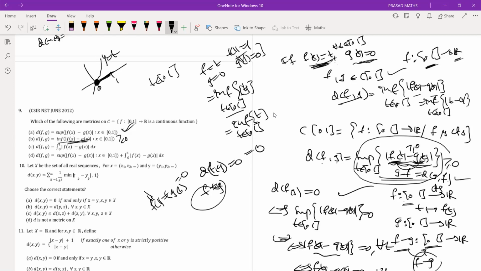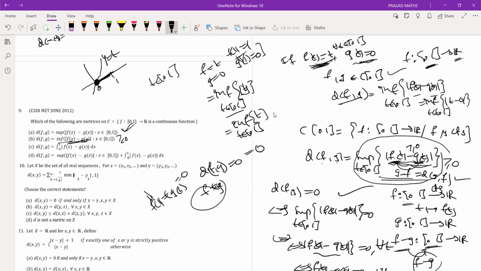Therefore, it fails to satisfy the second property, so it is not a metric. The supremum of the continuous function is always a metric, but the infimum of the modulus of f minus g is not a metric on the space of all real valued continuous functions on the closed interval [0, 1]. Is it clear?